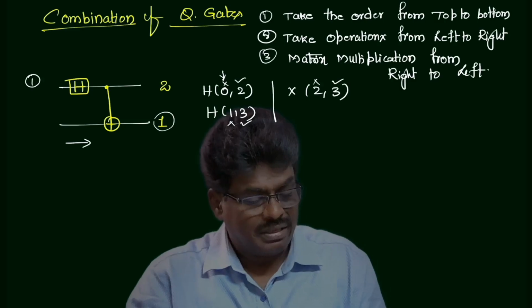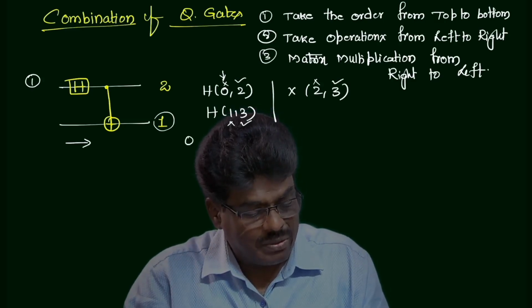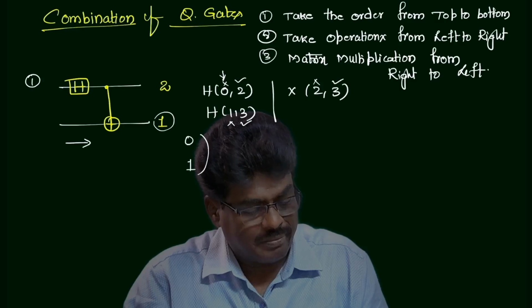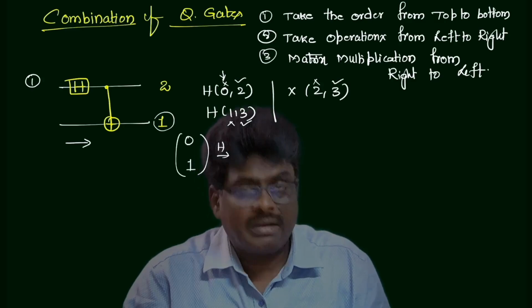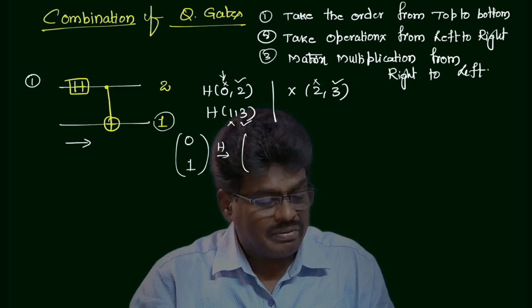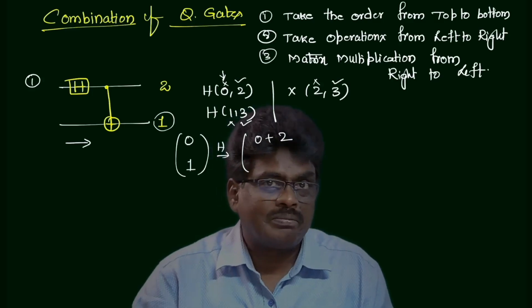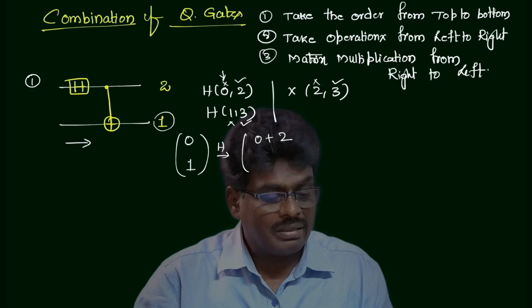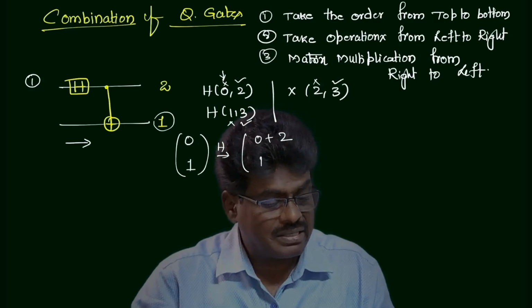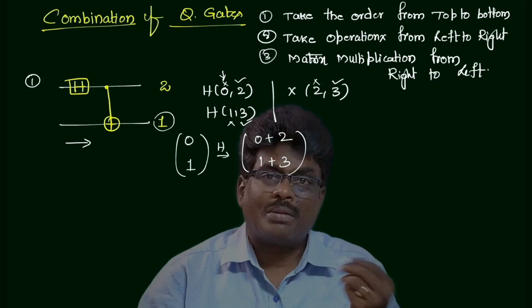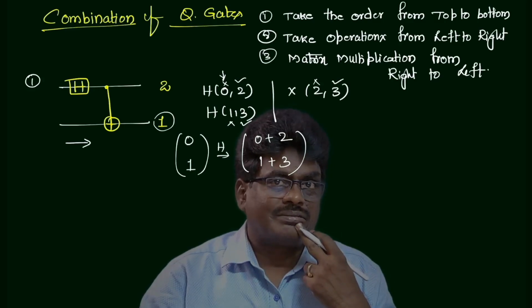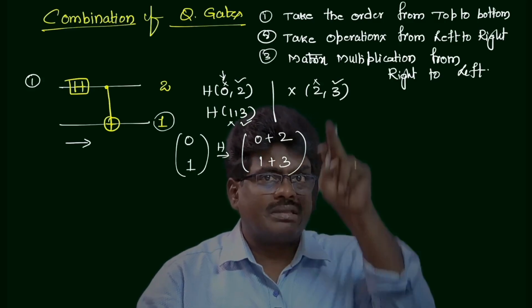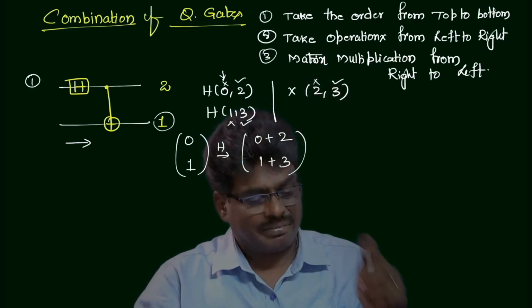Okay, right. So I'm taking this 0 and 1, first a Hadamard. So 0 is off, that's why 0 plus 2. I hope now you understand. 1 is also off, it creates a superposition 1 plus 3. Okay, why have you taken plus plus? Because the first column is 1 1.